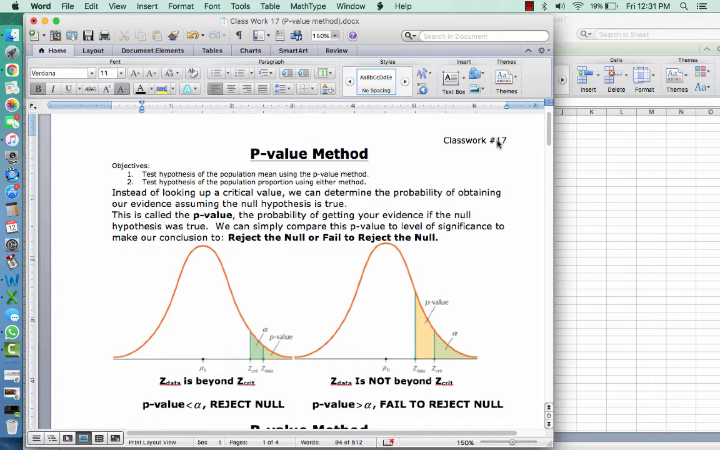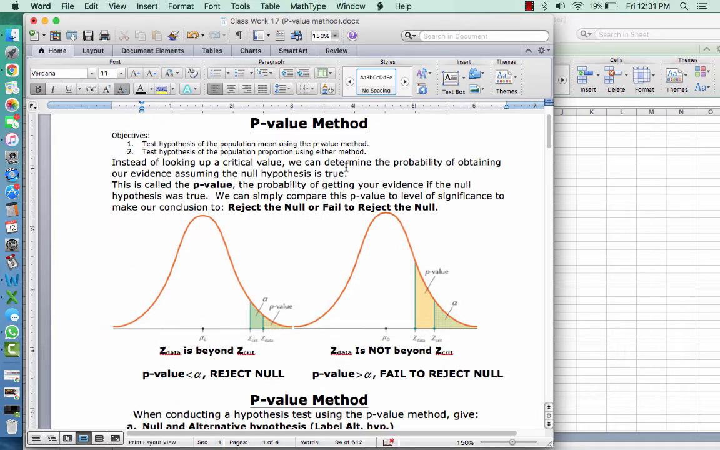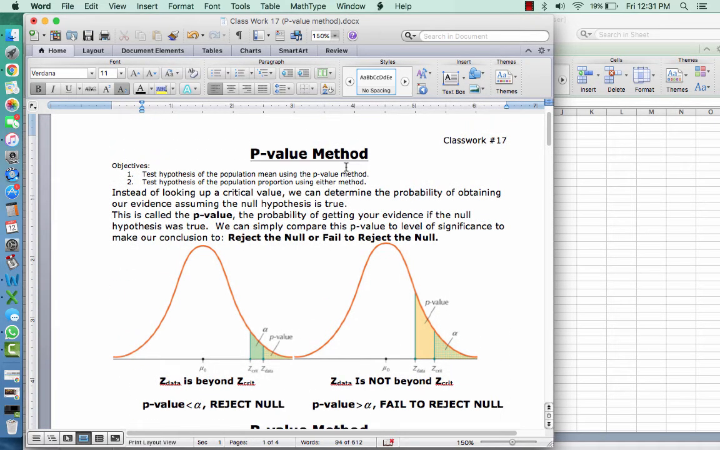So the last few videos were over the critical value method, and now we're going to use the p-value method, which is just a different method to come to the exact same conclusion for a hypothesis test. So keep in mind, if we're rejecting the null under the critical value method, then we're going to be rejecting the null under the p-value method. And if we're not going to reject the null under the critical value method, then we will fail to reject the null under the p-value method as well.